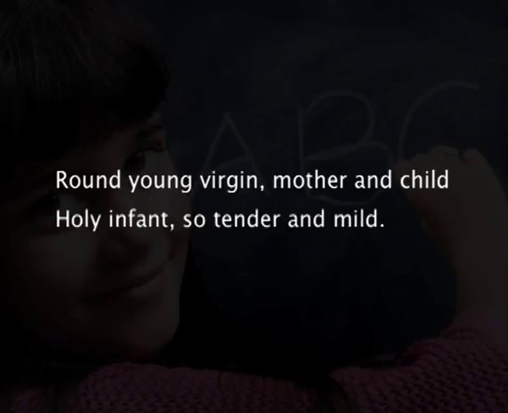Silent night, holy night, all is calm, all is bright. In this particular line from a song, it highlights the sound T, the consonant T. Round young virgin, mother and child, holy infant, so tender and mild. So, between child and mild, you can help someone with the pronunciation of mild by telling them that it rhymes with the word child.